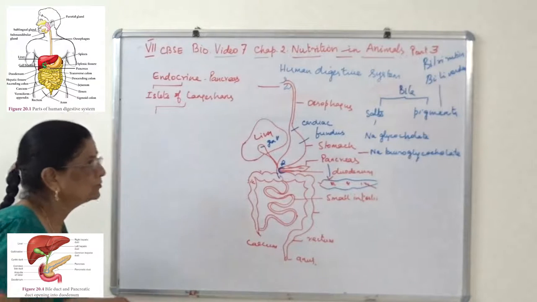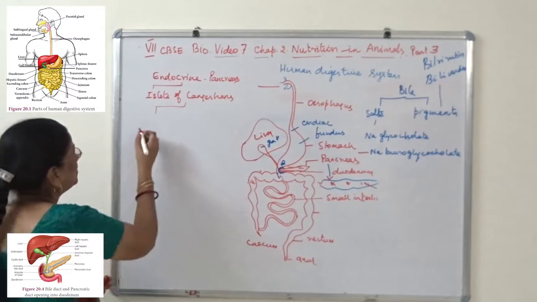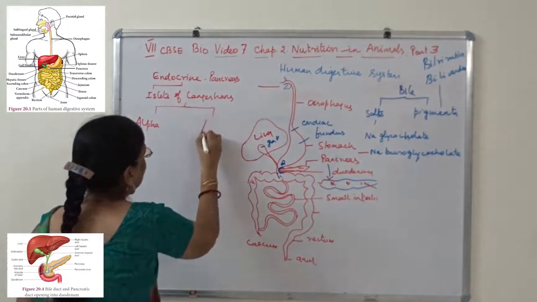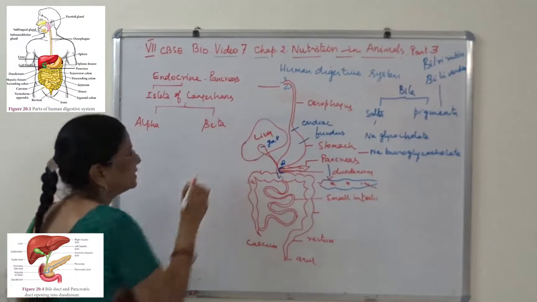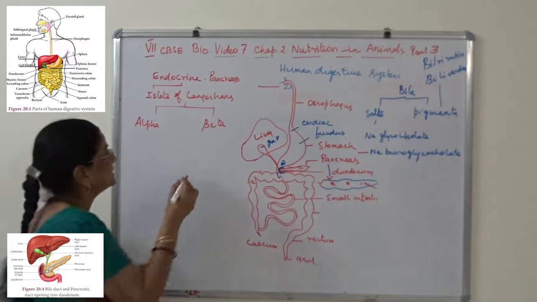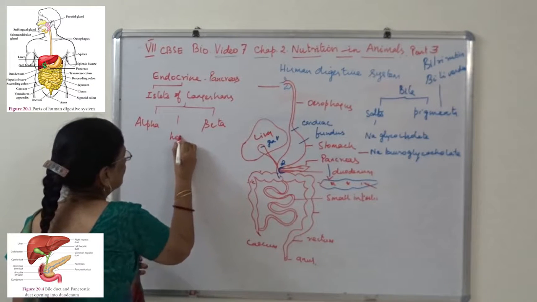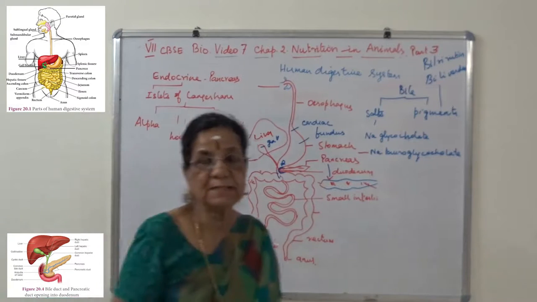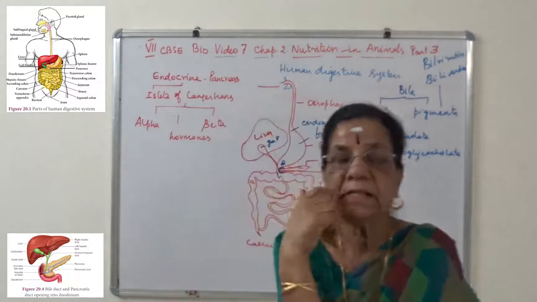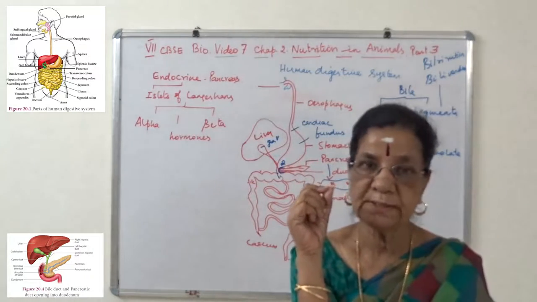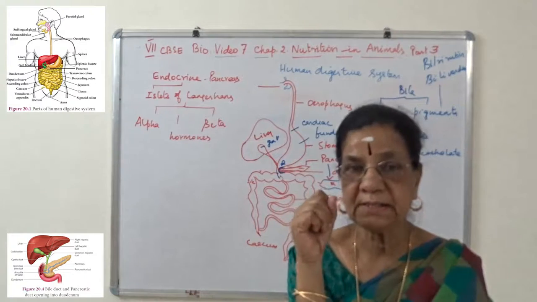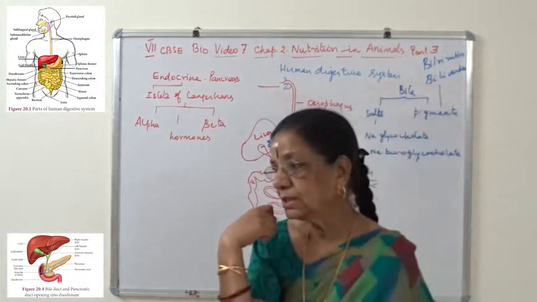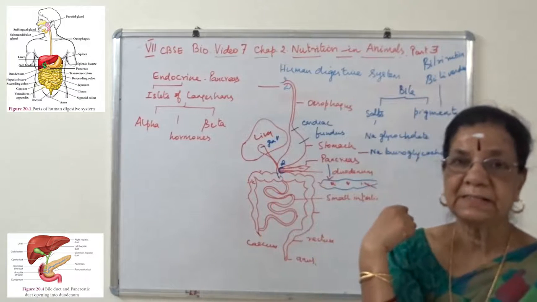Now this islets of Langerhans is formed of two types of cells, called alpha cells and beta cells. And they secrete hormones. Hormones are secreted by endocrine glands, are required in very minute quantity, and are poured straight away into the bloodstream. So it is also known as ductless gland.